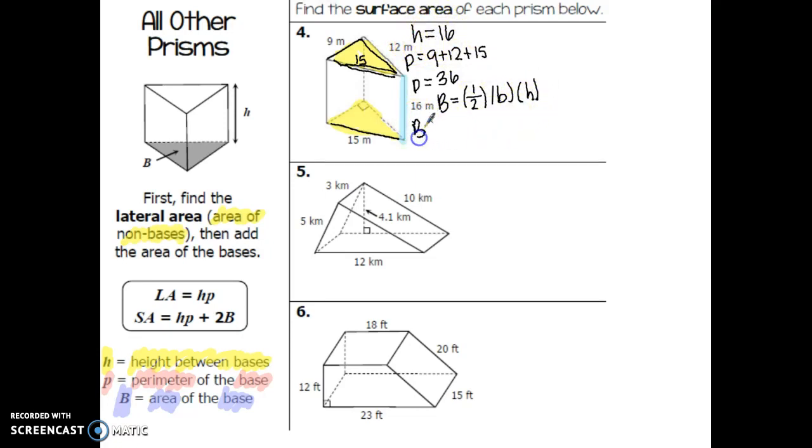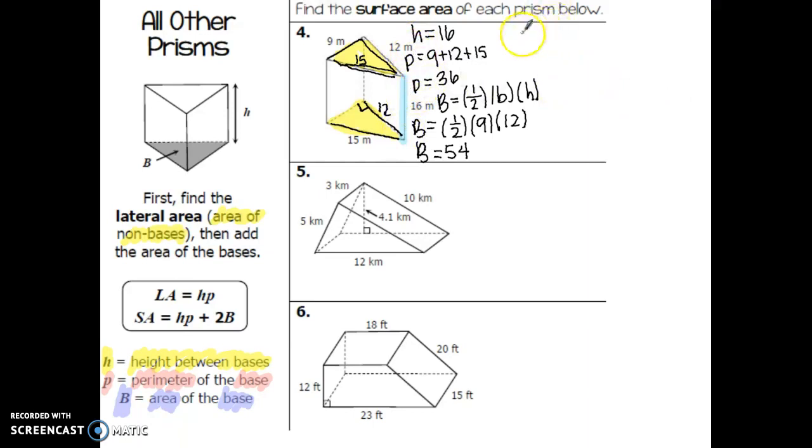So if I replace the things that I know, that is 1/2 times the base of my base. So that is 9. And the height here is 12, and it's 12 because we have that 90-degree angle. So both of these are 12, which means this is also 12. When you put that in a calculator, you should be getting 54. So again, 2 different things.